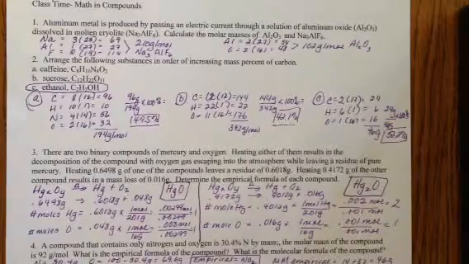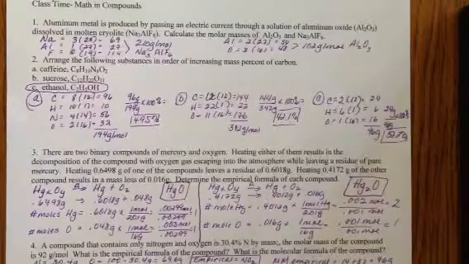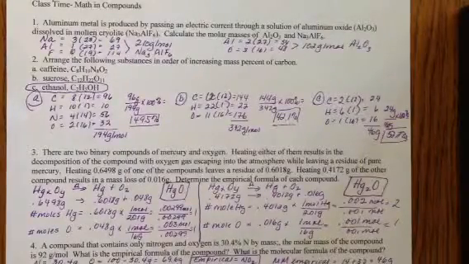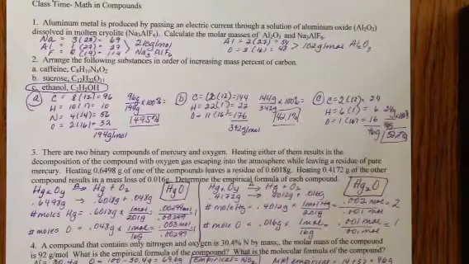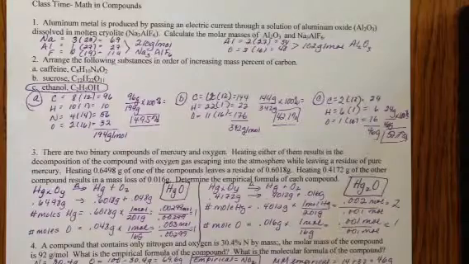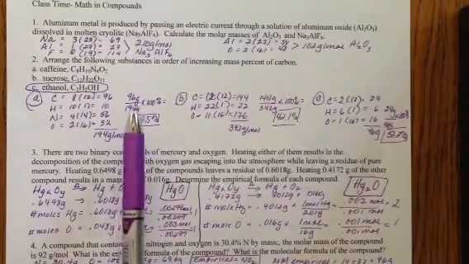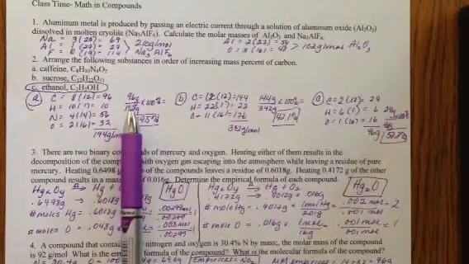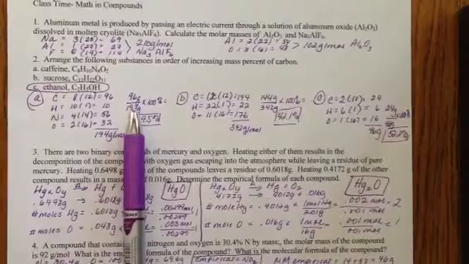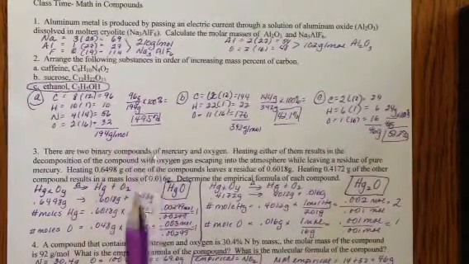Question 2 asks us to arrange the following substances in order of increasing mass percent of carbon. First thing that we needed to do was to find the mass percent of carbon in each one. In order to do that, we had to find the molar mass of each one, and then figure out which proportion of the whole compound was made up of only carbon. So I took the amount of carbon in this one divided by the whole times 100.